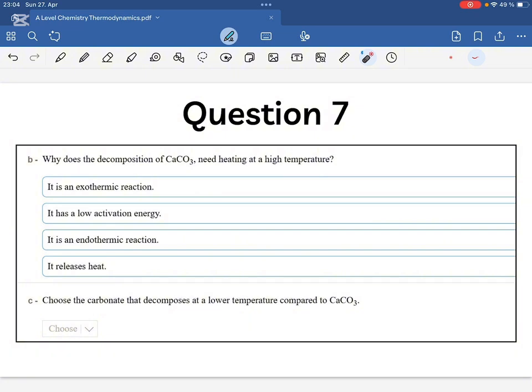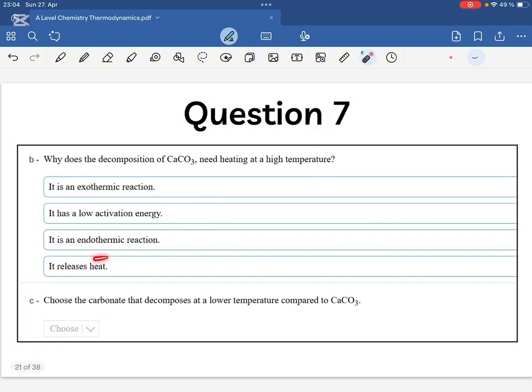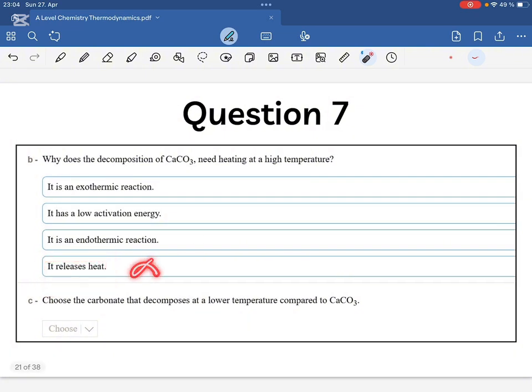It is an endothermic reaction. This is correct. It releases heat. This is false. It requires heat, actually, because it's an endothermic reaction. So the only correct option is that it's an endothermic reaction.